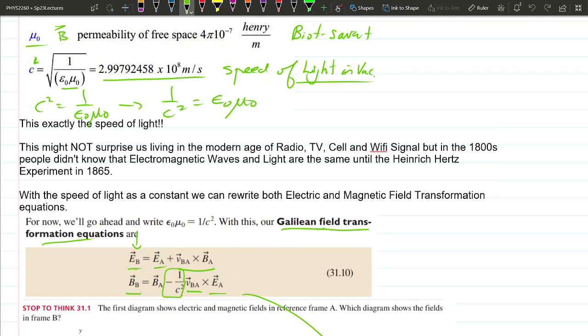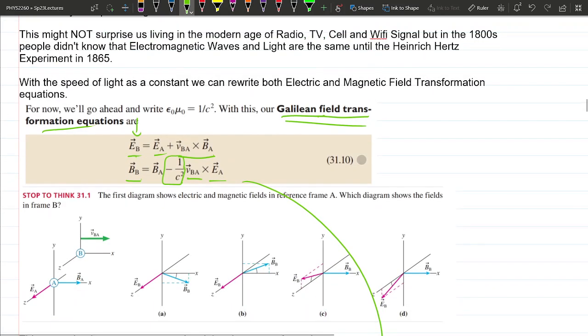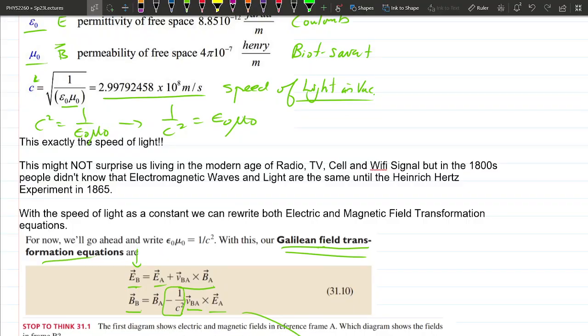And depending on which frame of reference you're talking about, you can observe a magnetic field where there's only an electric field in a different frame of reference, or you can observe an electric field just by moving relative to another frame of reference that has a magnetic field. So this was the thing we were playing around with yesterday.